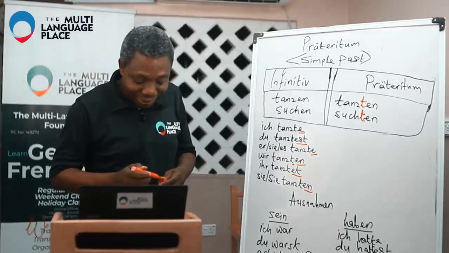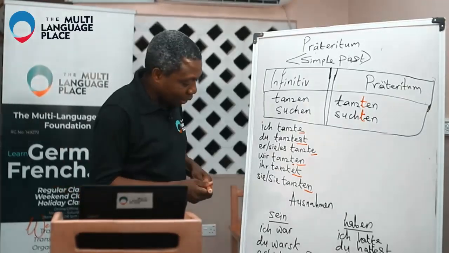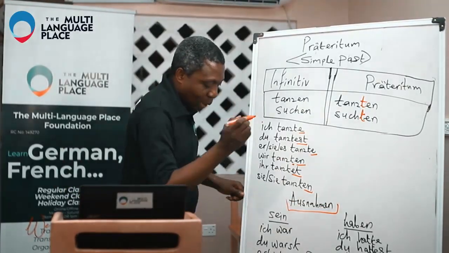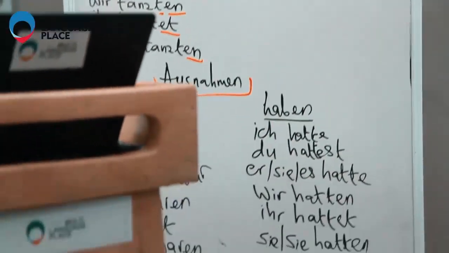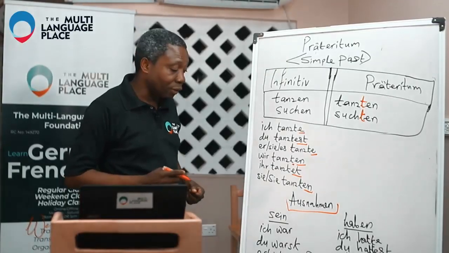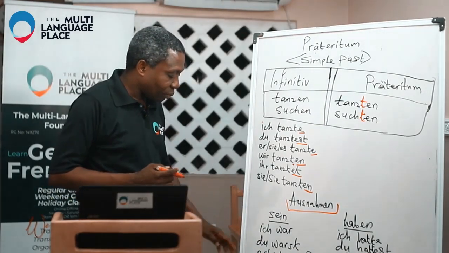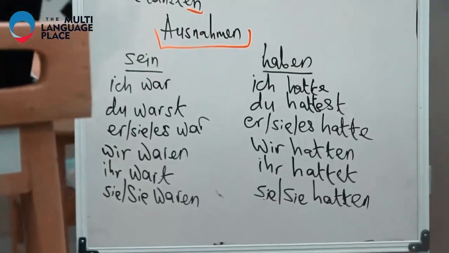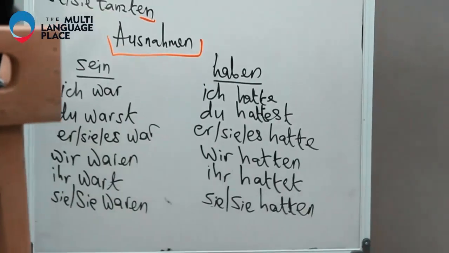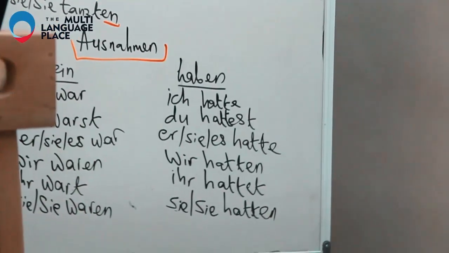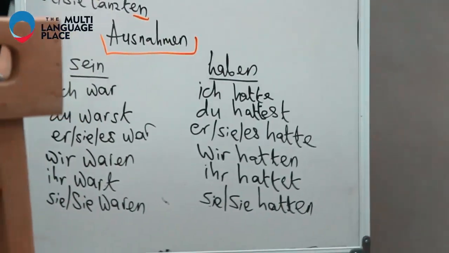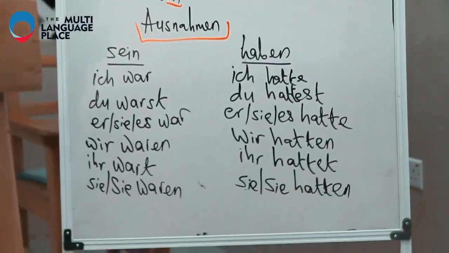However, there are exceptions to the rule, and that's why we have these two, and of course, we still have some other irregular verbs too, which I'm still going to mention. Now, we have these two. This is a very common verb in German, sein and haben. Sein is to be, haben is to have.